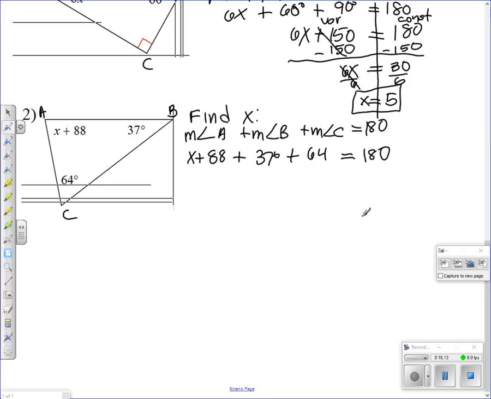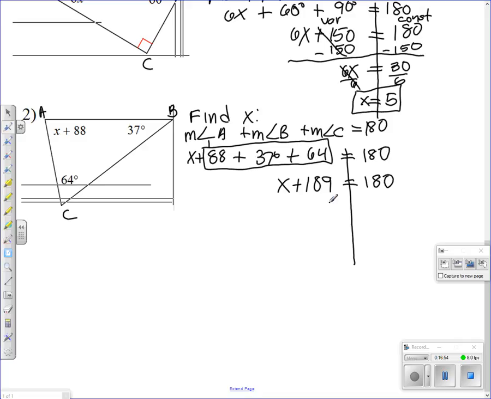Step number 1, eliminate parentheses, fractions, decimals. I don't have any of them. Number 2 is combine like terms. These 3 can be combined because they're alike. 88 plus 37 is 125, plus 64 will be 189. The x stays as x. Can I combine anything on the right hand side? The number is by itself, cannot be combined, so that is 180.